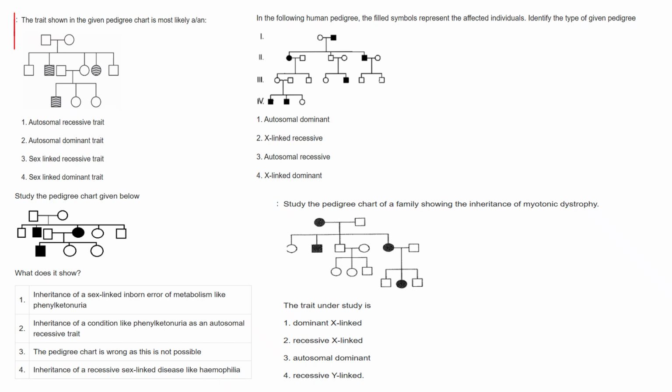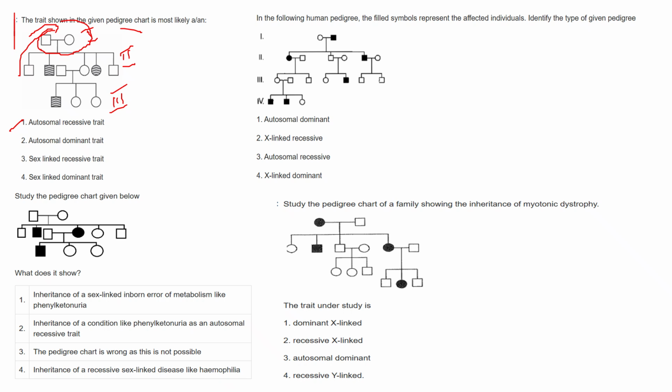The trait shown in the given pedigree chart is most likely A or An. Please observe the diagram. This is the first generation, second generation, third generation. Now, what happened in the first generation? In the first generation, you're not observing any affected parents, right? Here, the parents are normal, but in the second generation, the trait has been affected. So that means this first pedigree chart tells about an autosomal recessive trait.